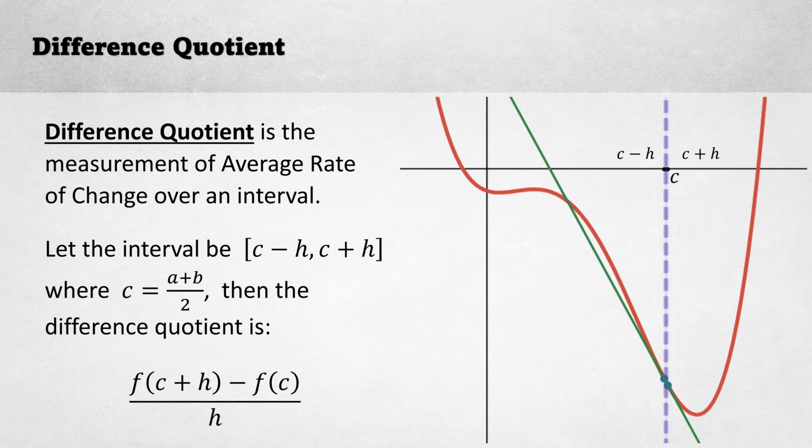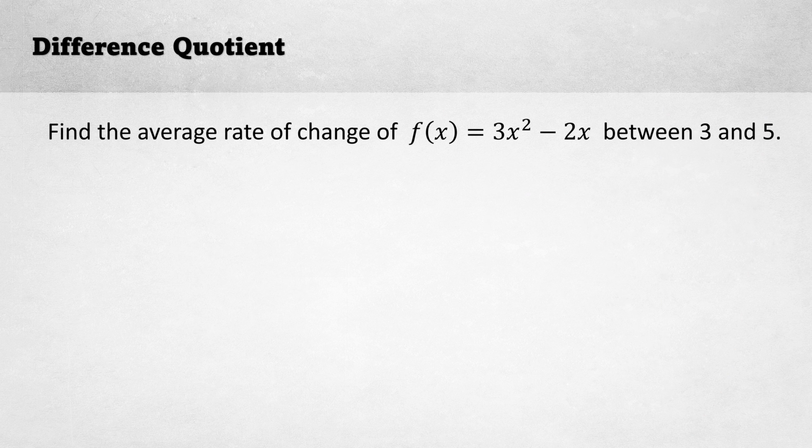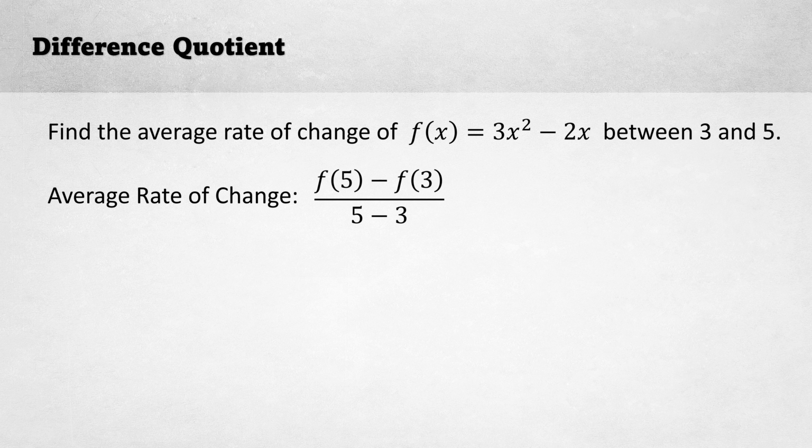And when h becomes 0, the green line becomes the tangent line. Here's an example where we're asked to find the average rate of change for f of x between 3 and 5. So the average rate of change is f of 5 minus f of 3 all divided by 5 minus 3.